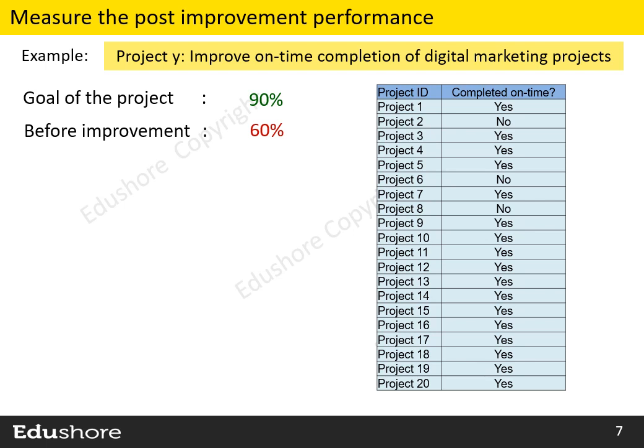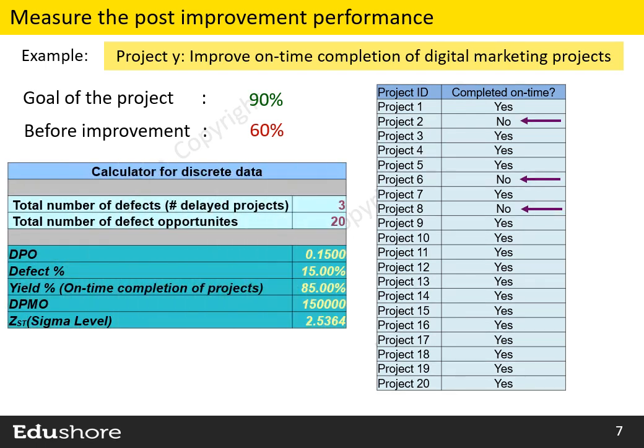In order to use the Z calculator for discrete data, we need to count the number of defects, in other words, the number of delayed projects. According to the data, there are 3 projects that did not complete on time. So the number of defects is 3, and the total number of defect opportunities is 20. So during the control phase, the first month data of post-improvement shows 85% against the goal of 90% for on-time completion of projects. This is how we collect the post-improvement data, measure the performance, and verify the performance against the goal of the project.